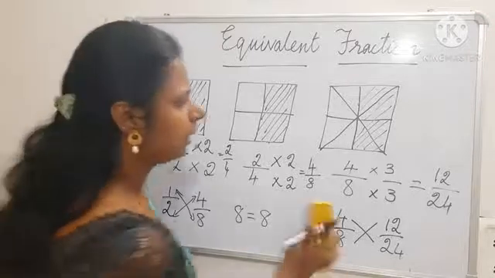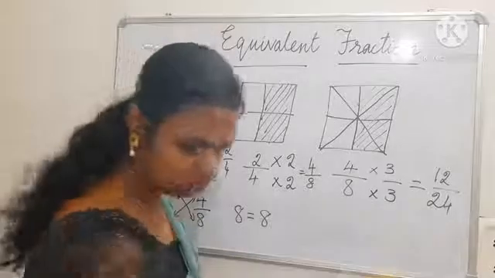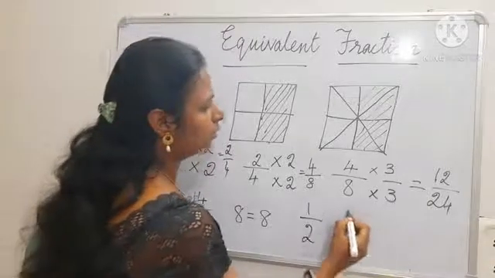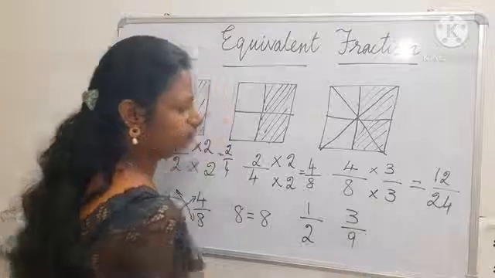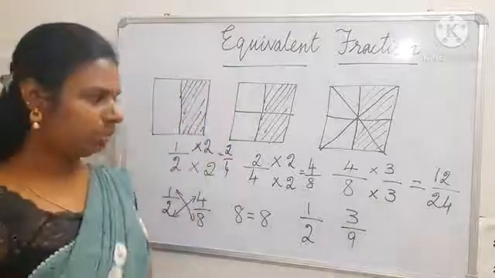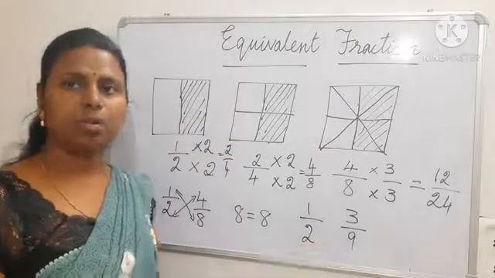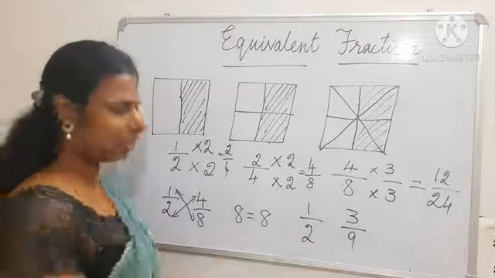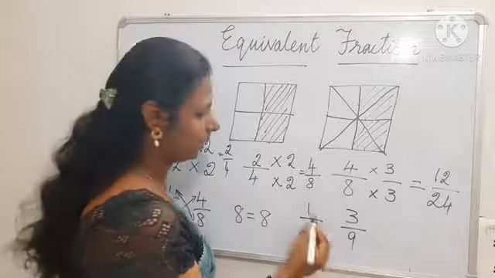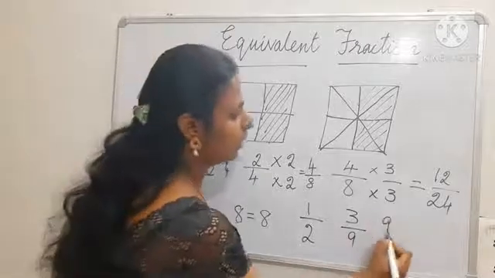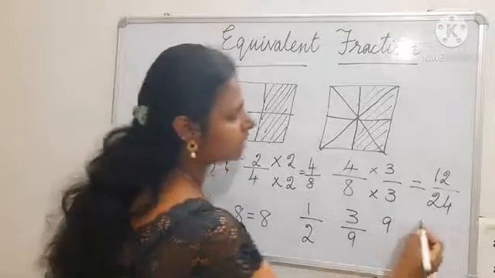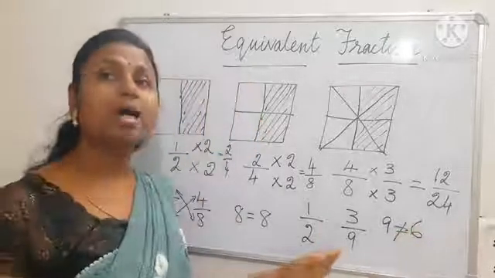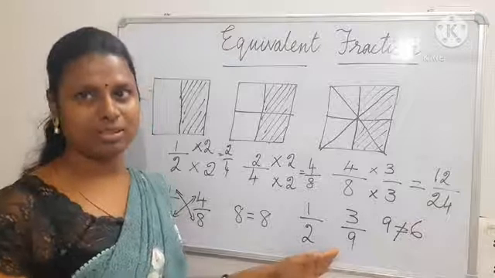Okay, for example, let me take one more number and show you. For example, 1 by 2 and 3 upon 9. Okay, so they have given two fractions. Now we have to find out whether these fractions are equivalent fractions or not. Let me do the cross multiplication. 1 9s are 9, 2 3s are 6. They are not equal. So these are not equivalent fractions.